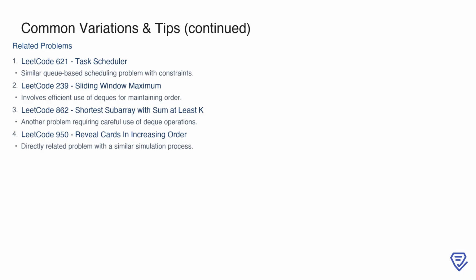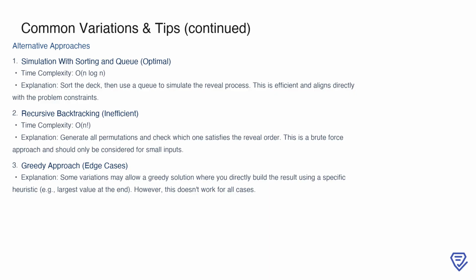Exploring these related problems can help you build a toolkit of strategies for handling queue-based simulations and constrained orderings in various contexts. There are several approaches to solving this problem, each with its own trade-offs. The most efficient is the simulation approach, which combines sorting with a queue. With a time complexity of O(n log n), this method involves sorting the deck first and then using a queue to simulate the reveal process step by step. This aligns perfectly with the problem requirements.